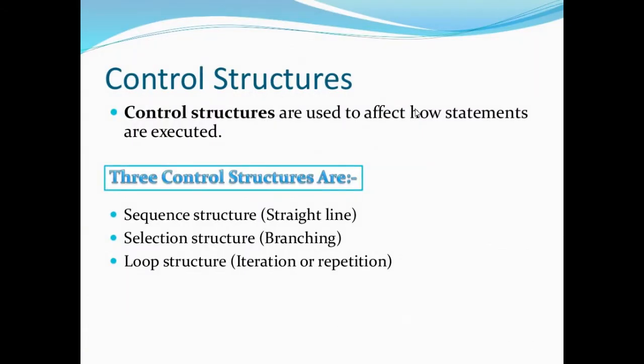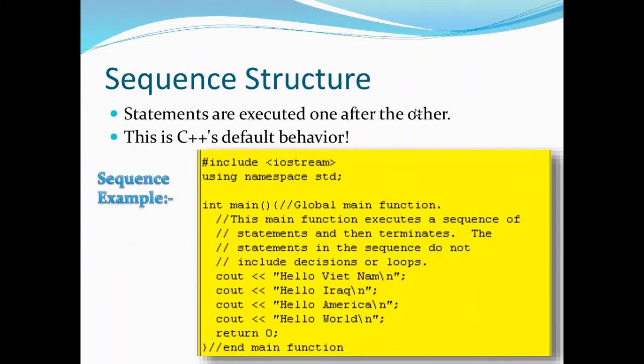Control structures. Control structures are used to affect how statements are executed. There are 3 control structures: sequence structure, straight line; selection structure, branching; loop structure, iteration or repetition.